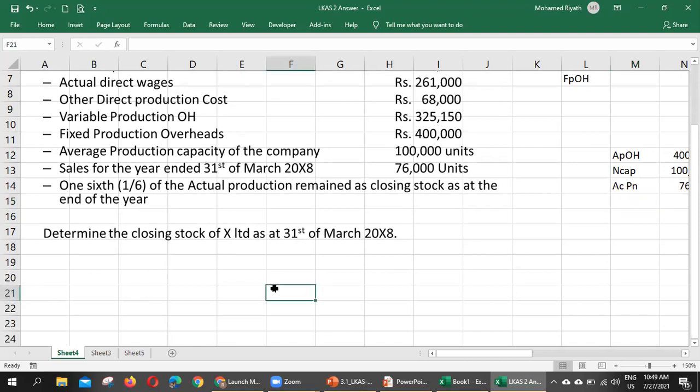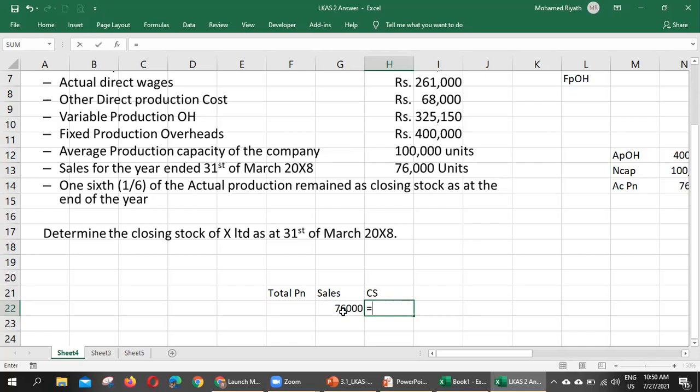Here, total production equals sales plus closing stock. If there is any opening stock, we have to deduct it. In this scenario, there is no information about opening stock. We know sales. Sales is 76,000, which is five-sixths. Closing stock is 1/6 of total production.